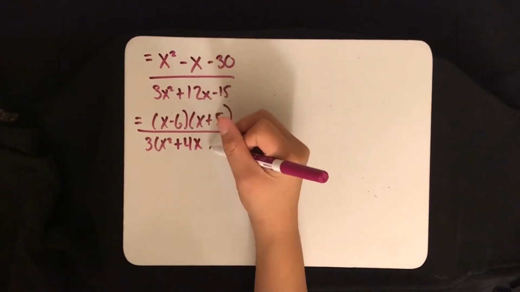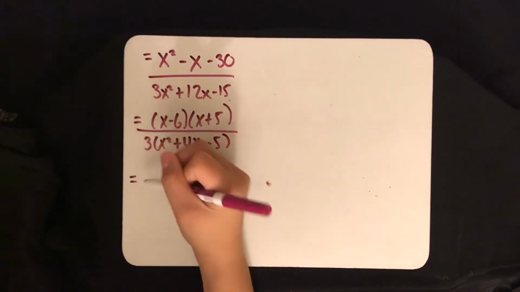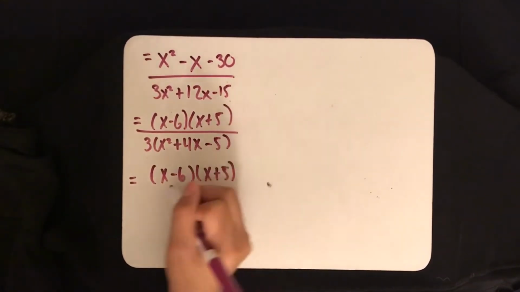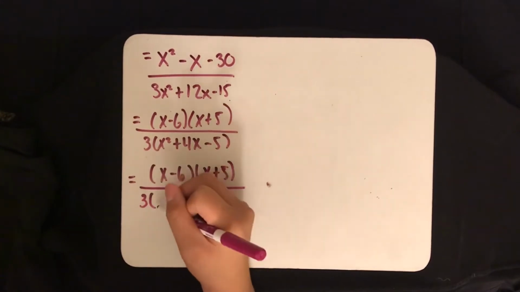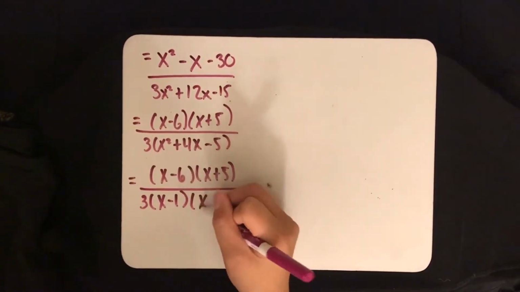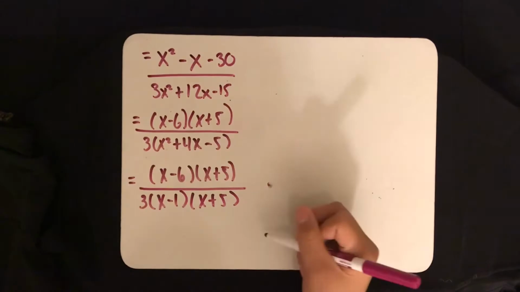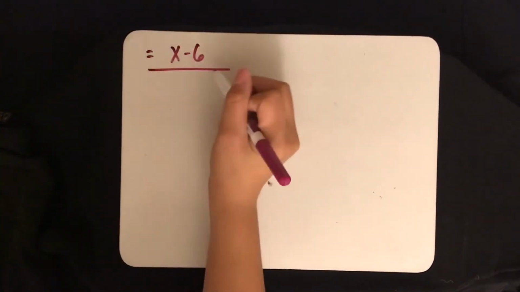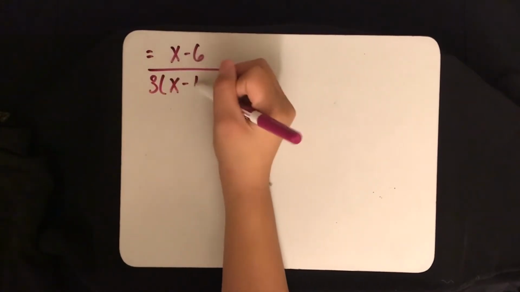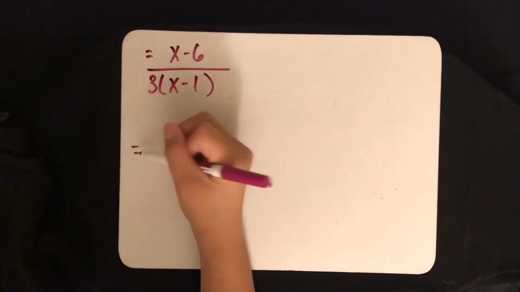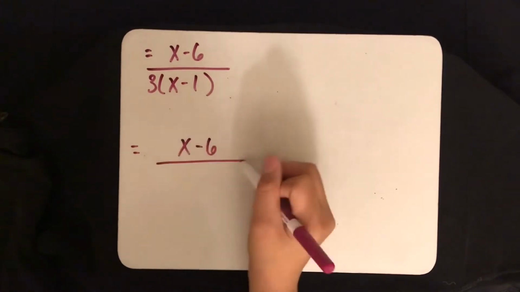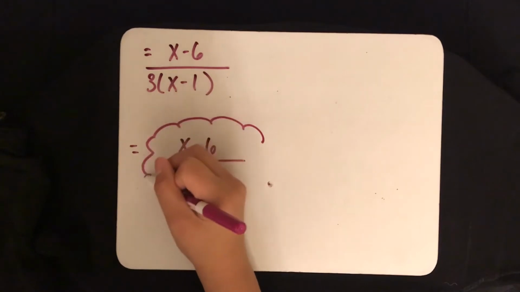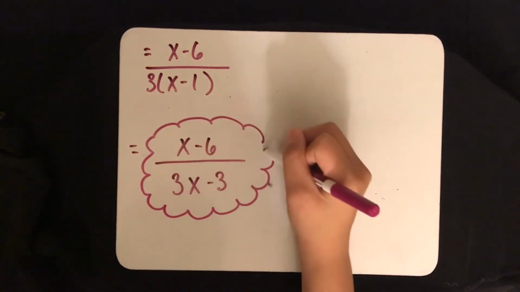By factoring out a 3 of the denominator, I was able to isolate the simplified trinomial. We came up with x minus 6 times x plus 5 over 3 times x minus 1 times x plus 5. Since they are the same on the top and bottom, we are able to divide it. It would end up to be x minus 6 over 3 times x minus 1, and then we multiply it out because we can no longer divide it to make it into 1.